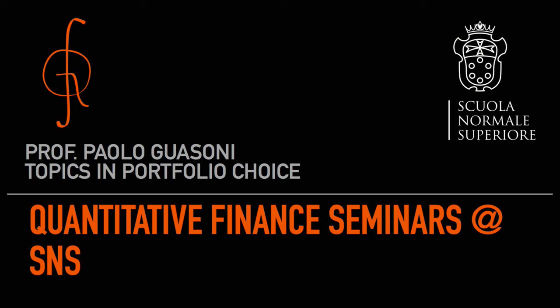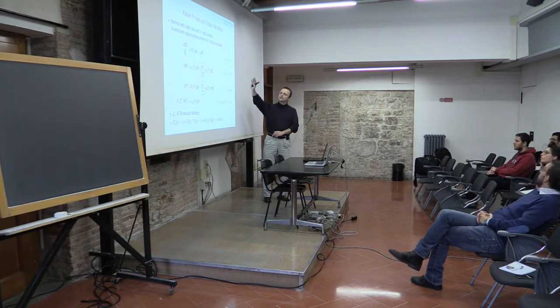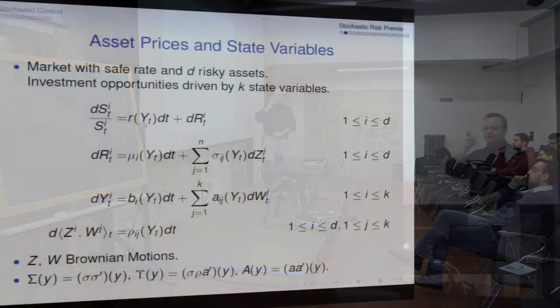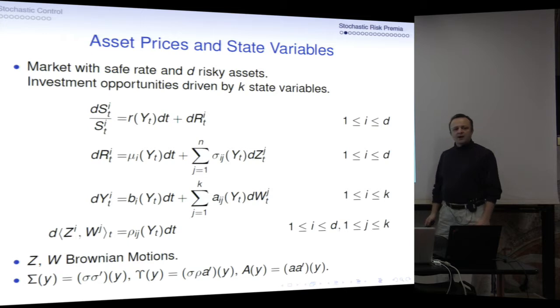Okay, guys, welcome back. So, what we were doing yesterday was to try to solve the portfolio choice problem for this general diffusion model. And we started by deriving the Hamilton-Jacobi-Bellman equation for this model, and by seeing a few tricks that help us solve this Hamilton-Jacobi-Bellman equation.